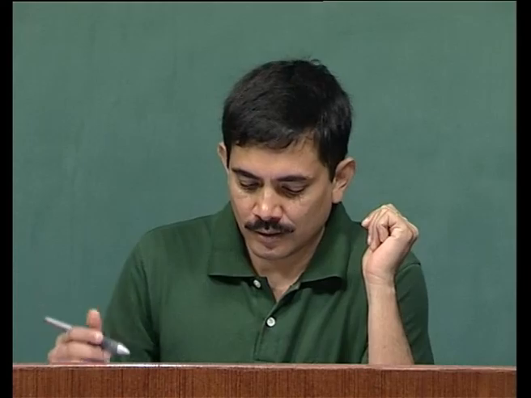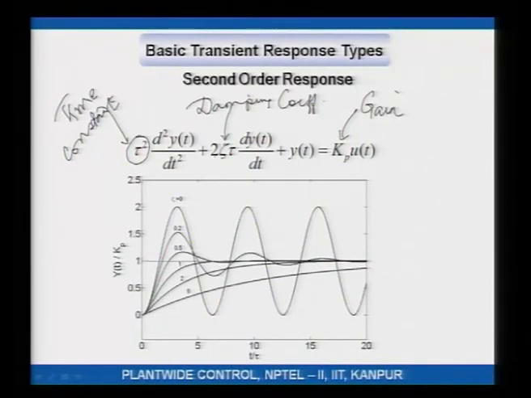Now, this damping coefficient could be less than 1, 1, more than 1, 0 or even less than 0. I have just drawn some responses for different values of this damping coefficient, and what you would see is if the damping coefficient is, let us say 5, you get a very sluggish response. As the damping coefficient is decreased to 1, the response is a fast exponential rise to the final steady state value.